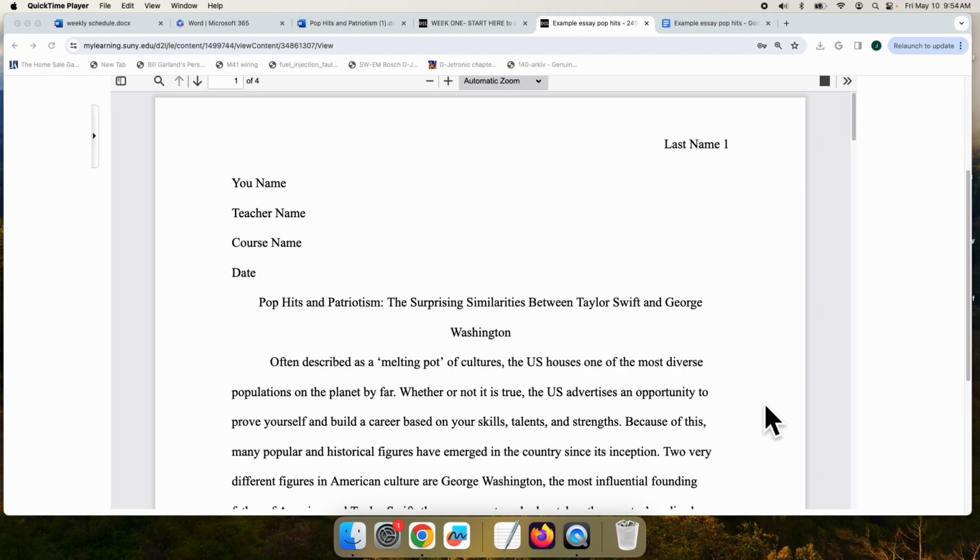Let's take a look at an example comparison essay. This is a paper I got in a previous semester, and it earned an A in my class. It might not be perfect, but I never expect perfection. There are a lot of ways to earn an A on a paper in my class, and none of the requirements involve perfection. So let's go through and take a look at this paper.